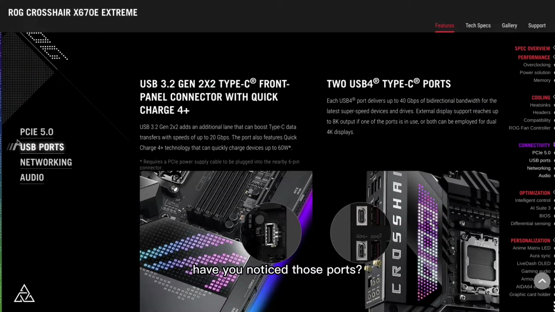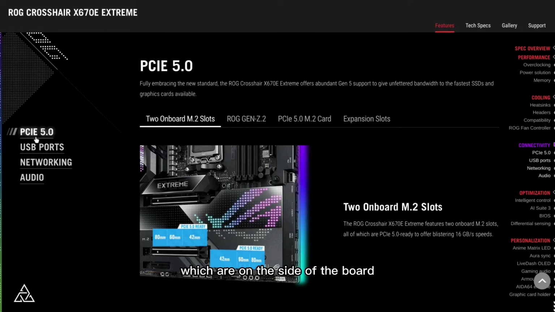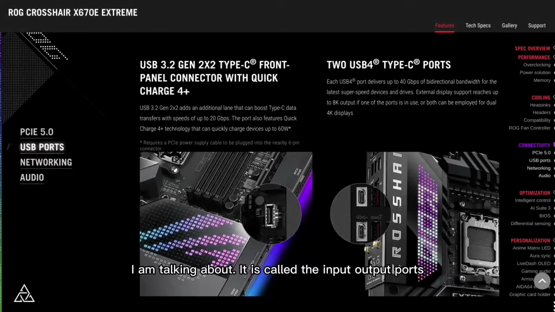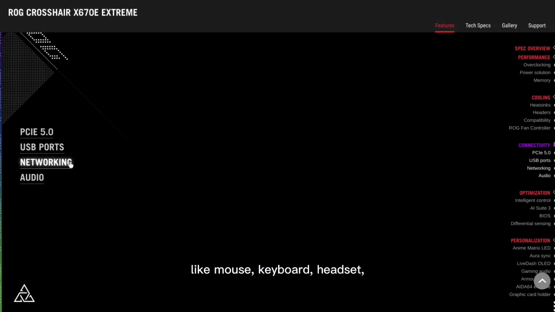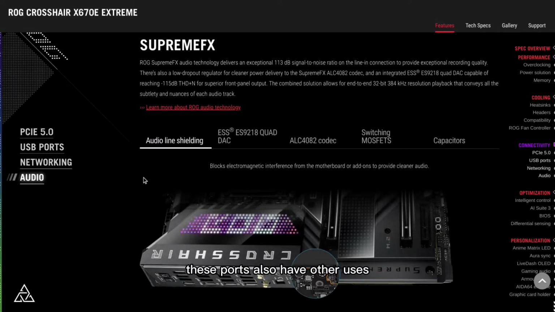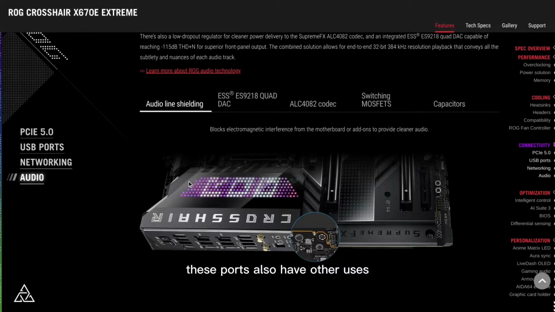Have you noticed those ports which are on the side of the board I am talking about? They are called the input-output ports. This is where you would plug your peripherals like mouse, keyboard, headset, mic, internet, and your monitor. These ports also have other uses, not only what is mentioned above.